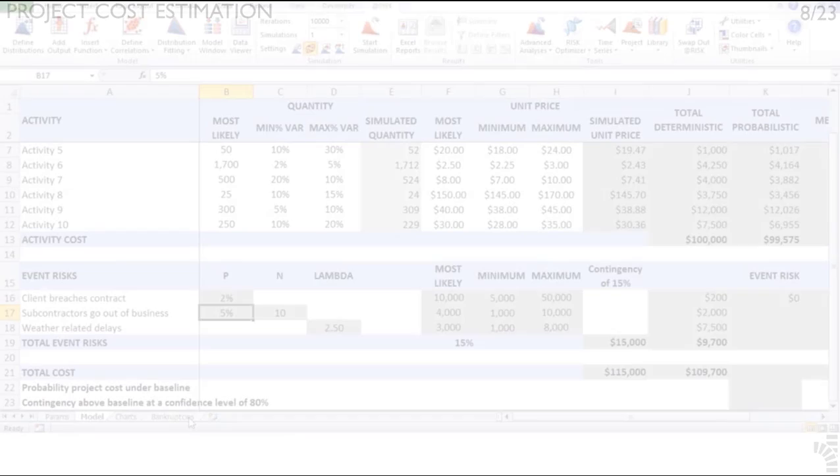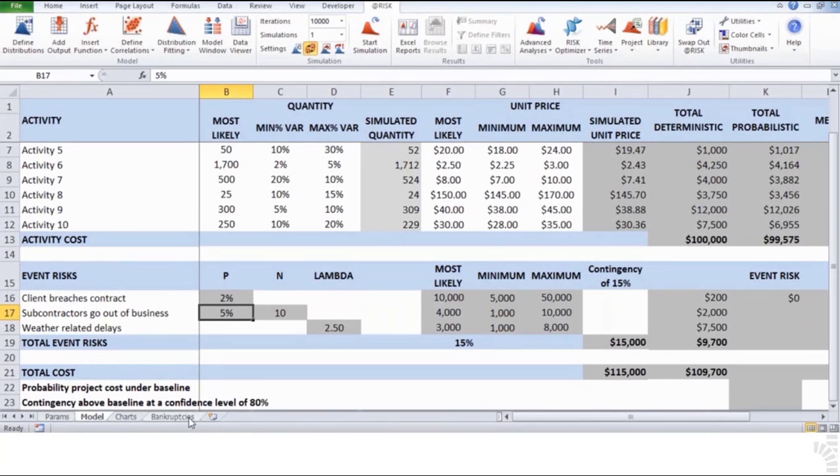Structuring the second event risk, subcontractors going out of business. Now, let us insert the risk of subcontractors going out of business. Remember that there's a list of 10 subcontractors where each one of them has the same probability P of going out of business at 5%.